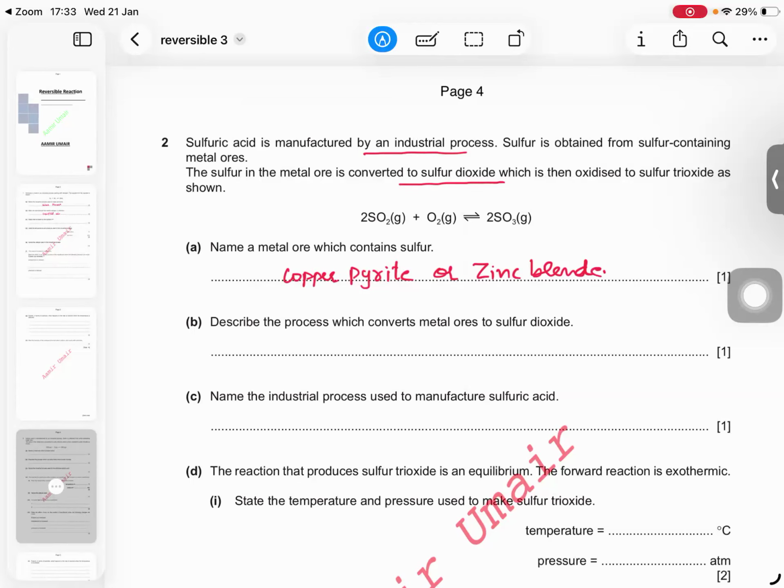Okay. Next, describe the process which converts metal ores to sulfur dioxide. You remember we need to combust or burn the metal ores to convert sulfur into sulfur dioxide, right? So heating or burning.